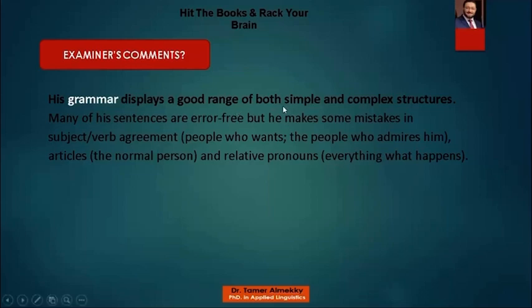So why not use simple sentences? Why not use complex sentences? What about compound sentences? In the course, I said that we'll be doing this in order to have error-free sentences, right?